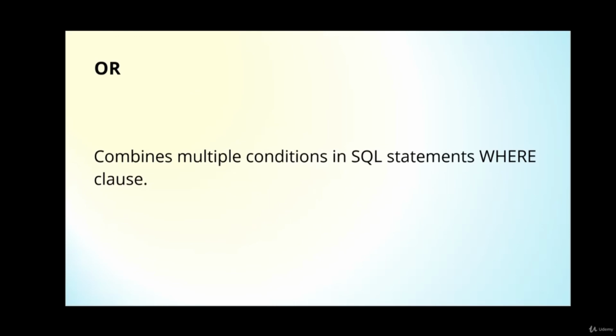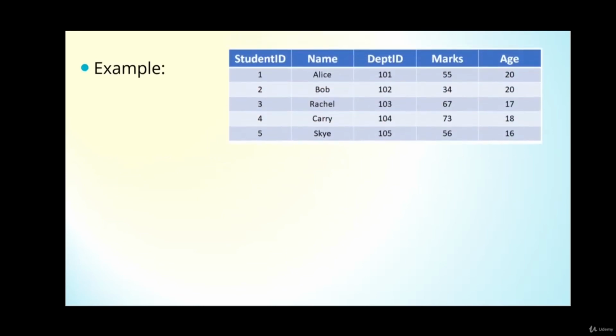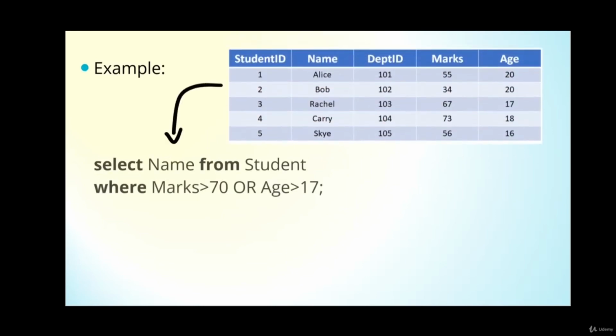Next operator is the OR operator. It combines multiple conditions in the SQL statement's where clause. So in the OR operator, at least any one of the where conditions should be true. So if we want to find the details of those students who have either marks greater than 17 or age greater than 17 or both.